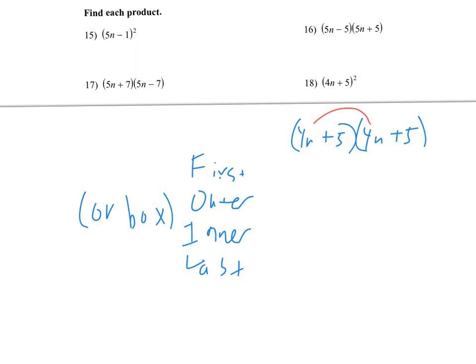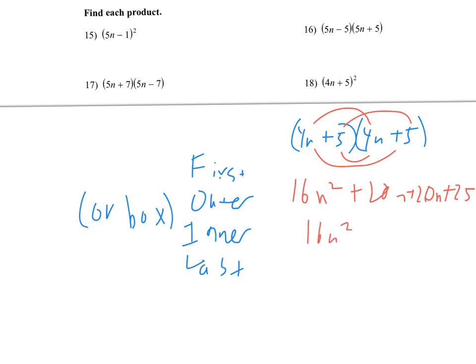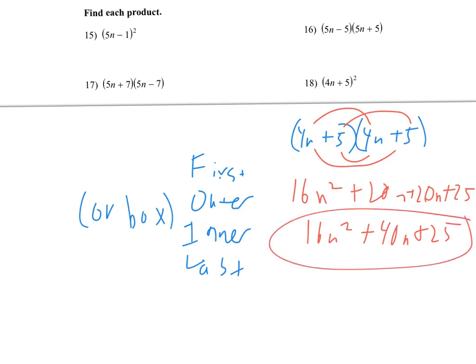So first times first would be 16x squared. Actually, it's n squared. Outer times outer would be 20n. Inner times inner would be 20n, and then last times last is 25. So then we combine like terms, and we get 16n squared plus 40n plus 25, and that's our answer.